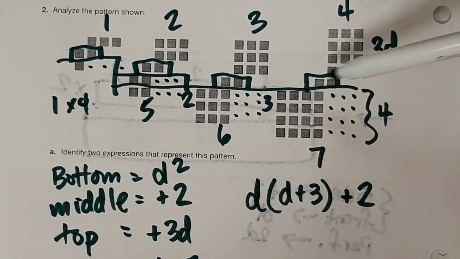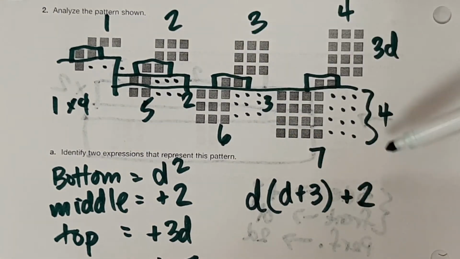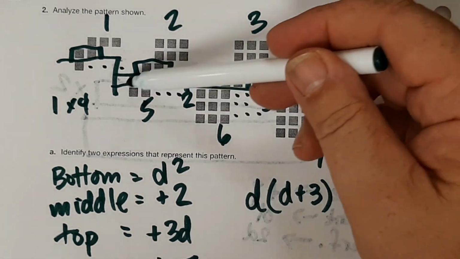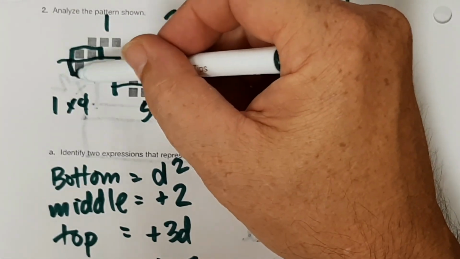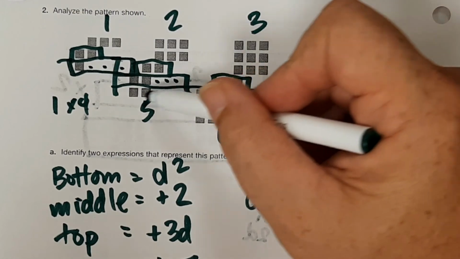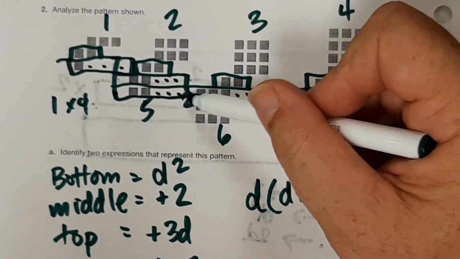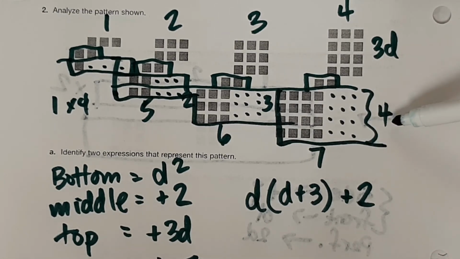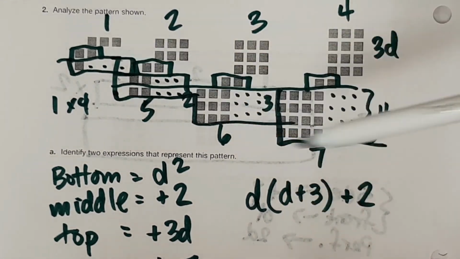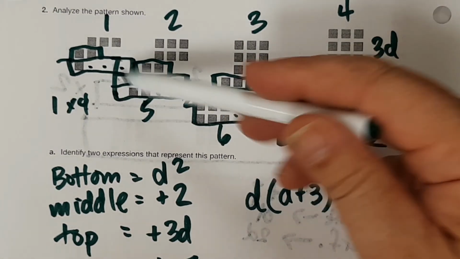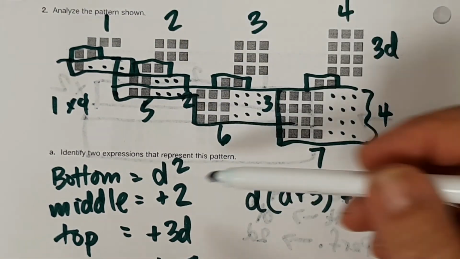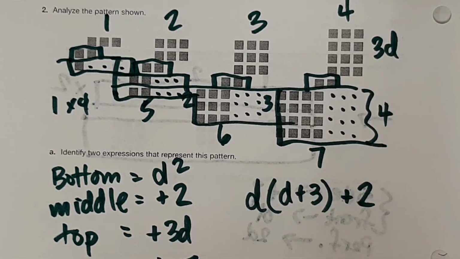So all I did here was I moved these top blocks down, I added it to my bottom section, and I ended up getting these rectangles. So I have a rectangle like right here, and right here, and right here, and here. And these rectangles, the widths matched my design, but the lengths were 3 plus my design. So that's why I did d times d plus 3. It gives me the area of what's going on inside here. These 2 blocks stayed the same, just like in my other one, so I never counted my middle.